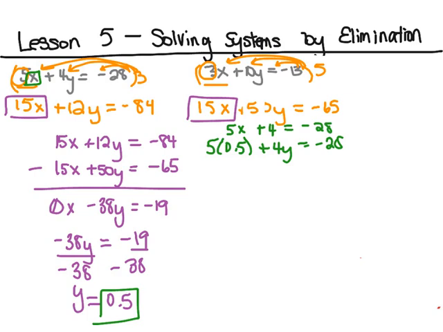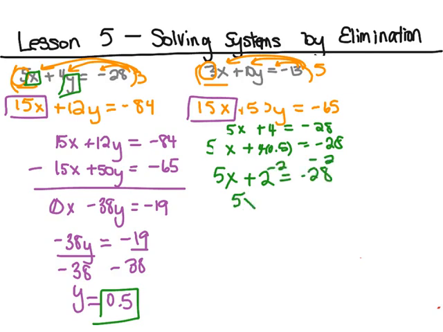Oh, just kidding, this is a y. So substitute it in for y. So 5x plus 4 times 0.5 is equal to negative 28. 5x and half of 4 is 2. Subtract 2 from both sides, and 5x is equal to negative 30. Divide by 5, and x is equal to negative 6.